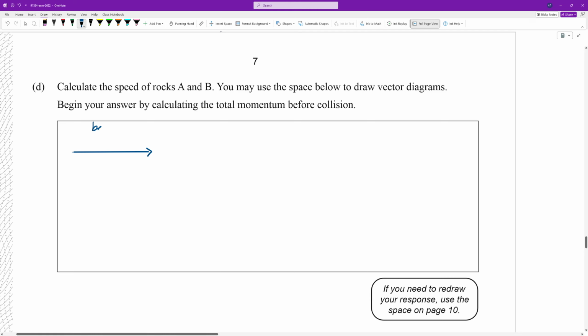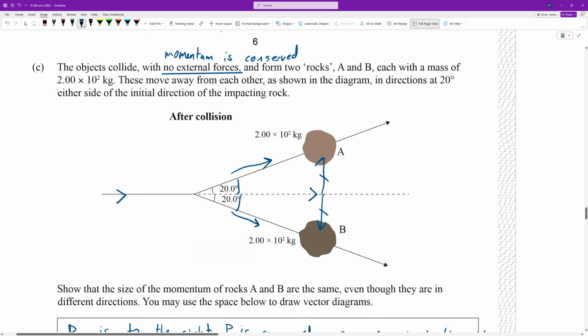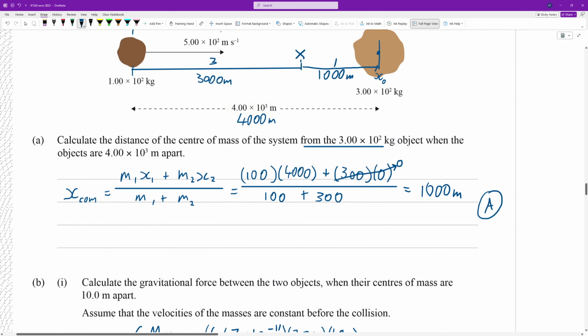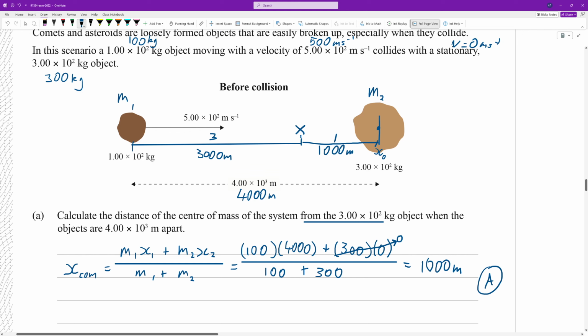Let's go before the collision and after. I find diagrams extremely helpful for momentum problems. So before the collision, what is the initial momentum? So P_i, initial momentum, recall... let me just painfully scroll up one moment. All the way here we go. So the initial momentum is caused by this mass and its velocity only, because mass 2 is stationary. So initial momentum would be 500 meters per second times 100 kilograms.